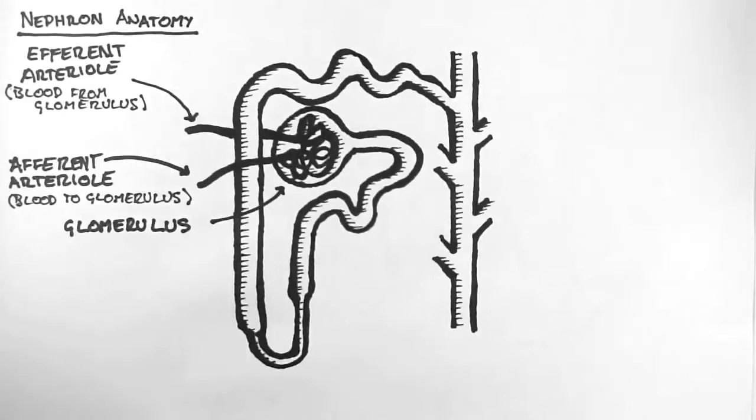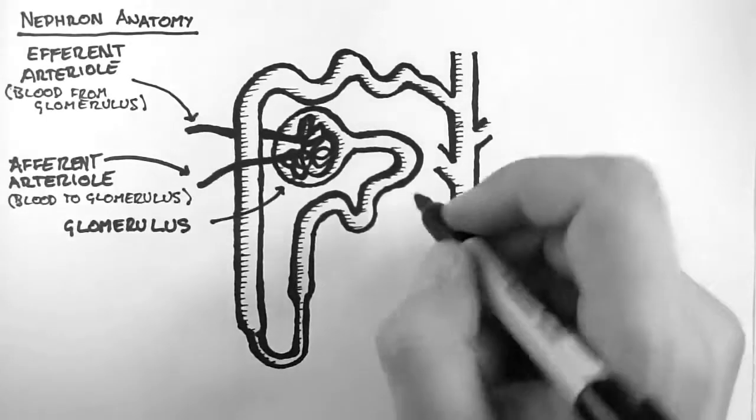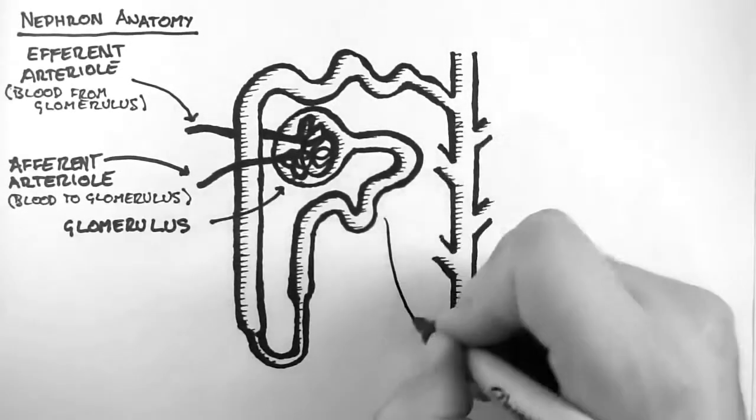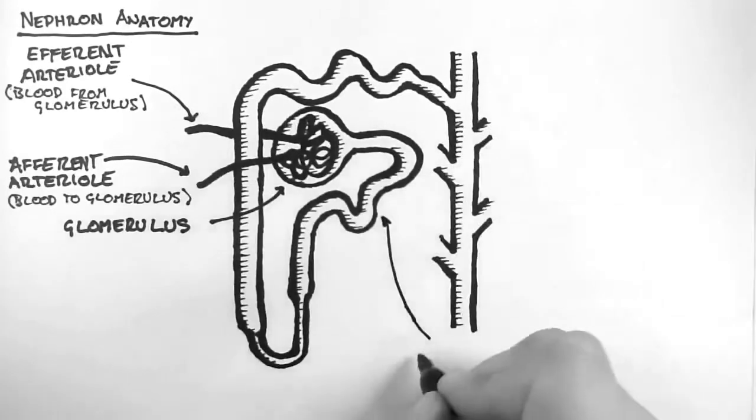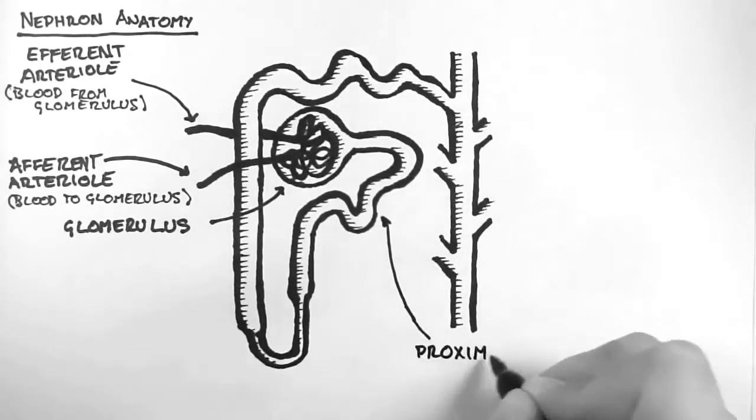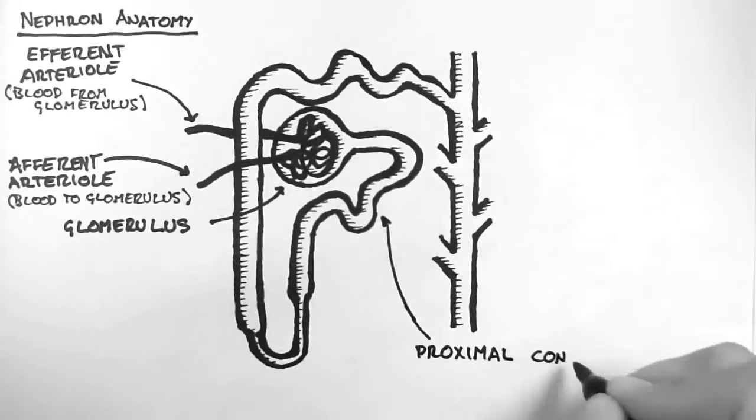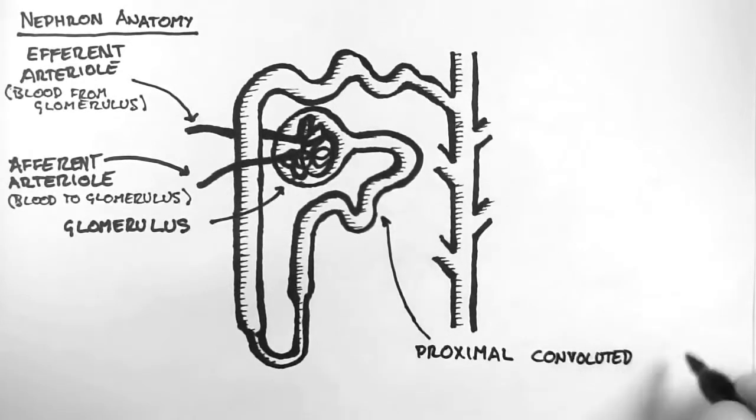I always remember which is which by thinking that A comes before E, and therefore the afferent is before the efferent. Now the filtrate, which will eventually become urine, needs things taken out of it and also needs things put into it. To do this, it travels along this series of tubes. The first part is the proximal convoluted tubule, which is often referred to as just the proximal tubule.